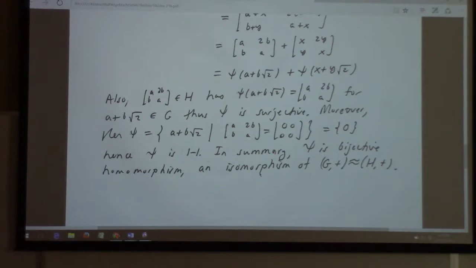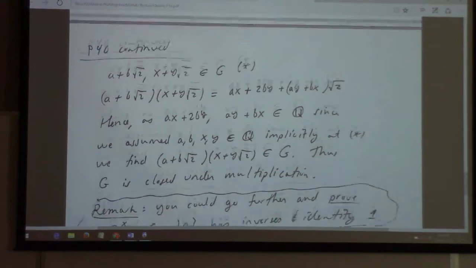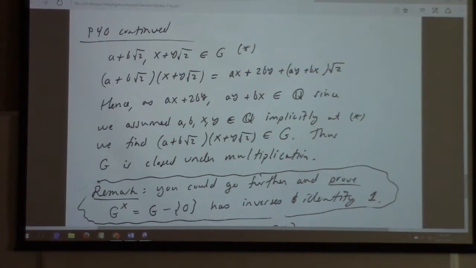And so isomorphism is just a special kind of homomorphism. Anyway, that proves that psi is a bijection, and it's a homomorphism. Consequently, it's an isomorphism. And then multiplication here. So you multiply like so. Square root of 2 times square root of 2 is 2. We know this.